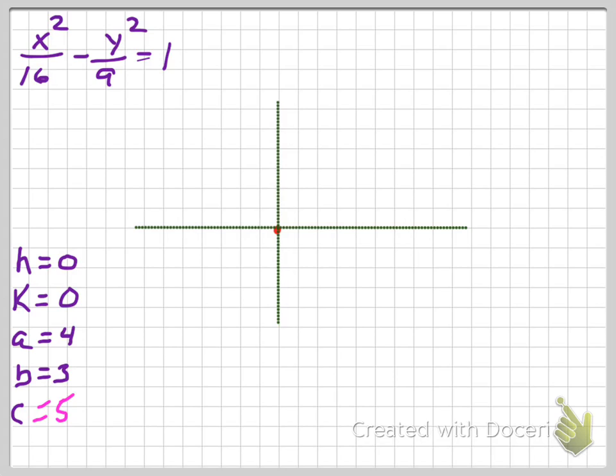So the plan is CVA. We're going to find center, vertices, asymptotes. After that, the rest of the problem is you being an artist. The center is h, k, which is 0, 0. So I've made my red dot there on my graph. That's the center. That's where the two asymptotes are going to originate.